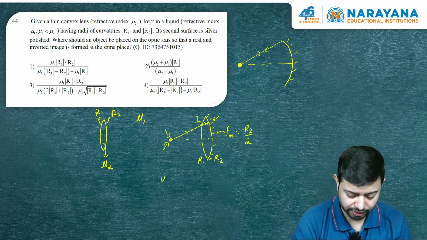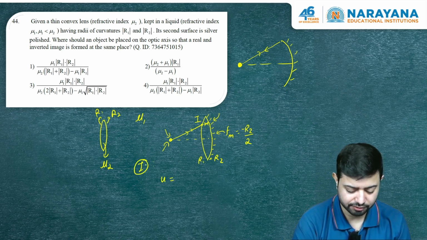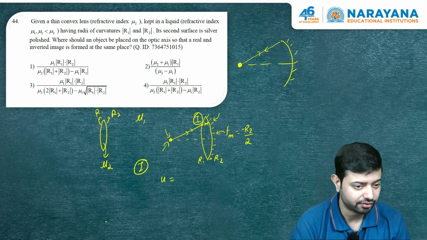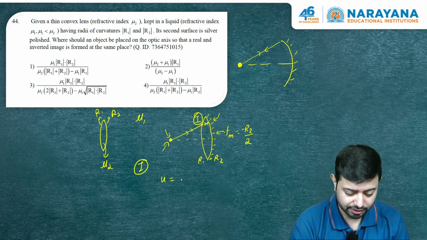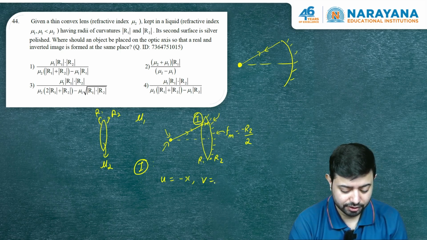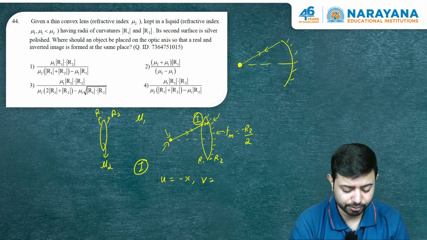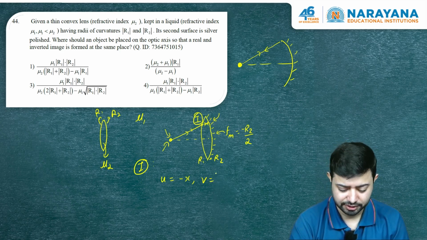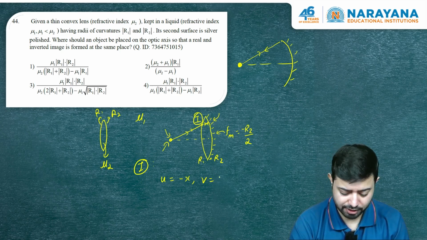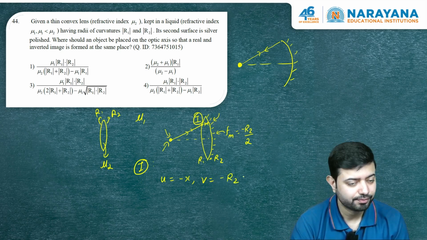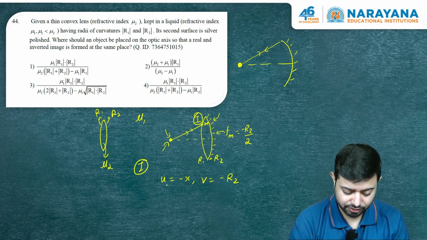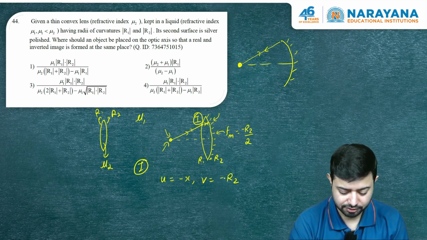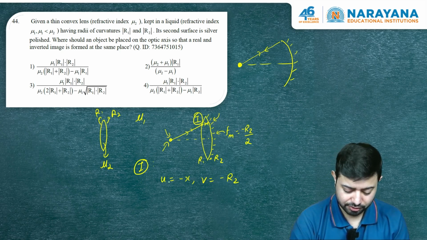So, what is my u here for the first refraction phenomenon at this first surface? u is going to be, let us say, minus x, and where should v be after refraction? It should be at a distance of the radius of curvature, correct, and that distance will become minus R2, okay, like this. Now, u is minus x, v is minus R2, okay. Now, can you apply the formula?